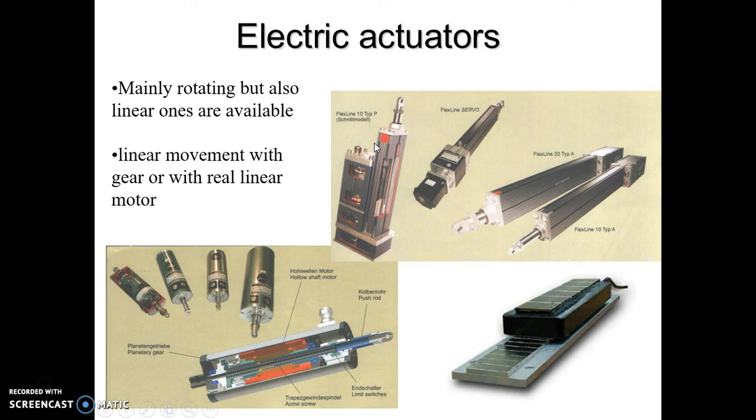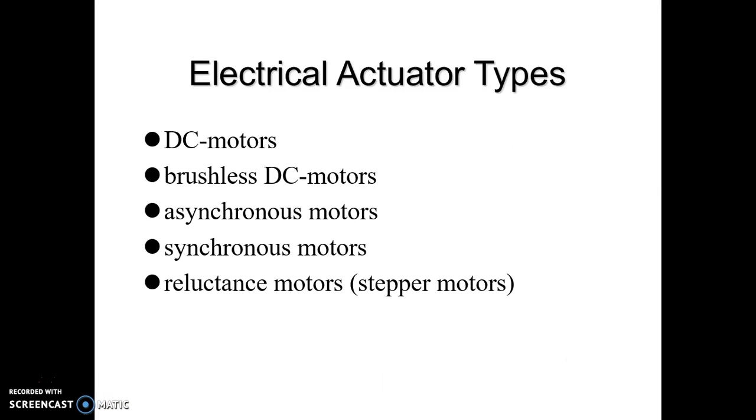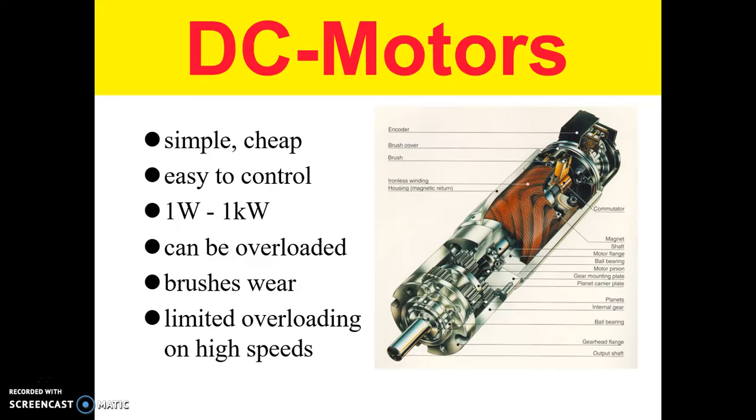Electric actuators are shown here: flexible servo, flexible line type, mainly rotating, but linear ones are available. Linear movement with a gear or real linear motors. Electric actuator types: DC motors, brushless DC motors, synchronous motors, asynchronous motors, and reluctance motors, that is, stepper motors.